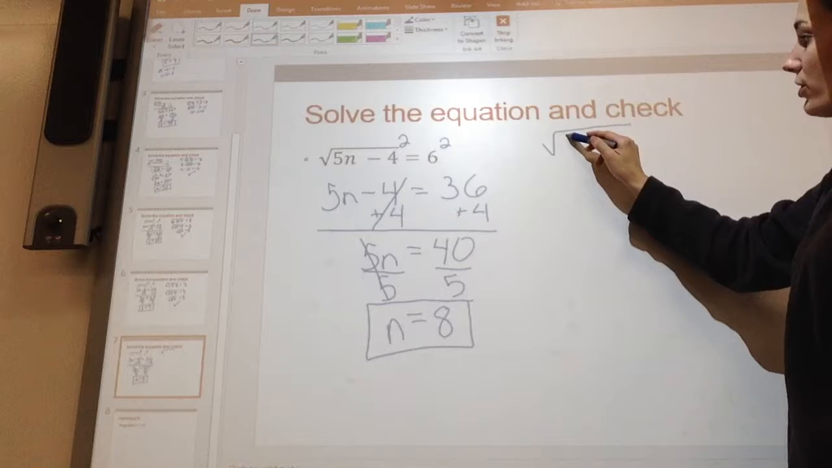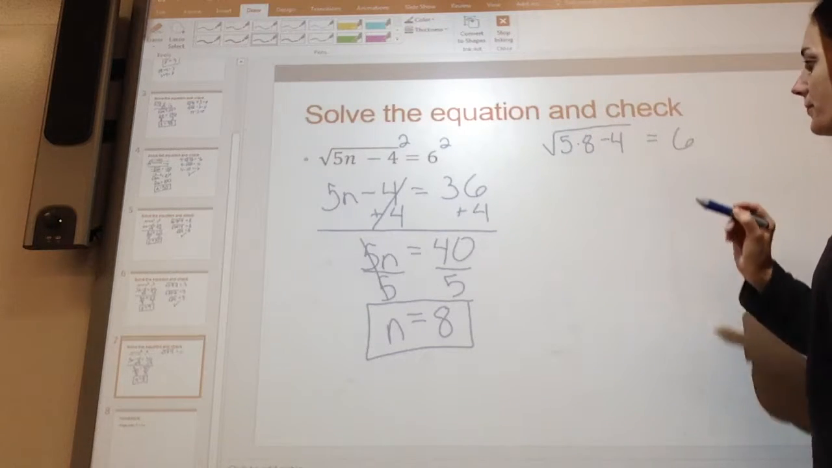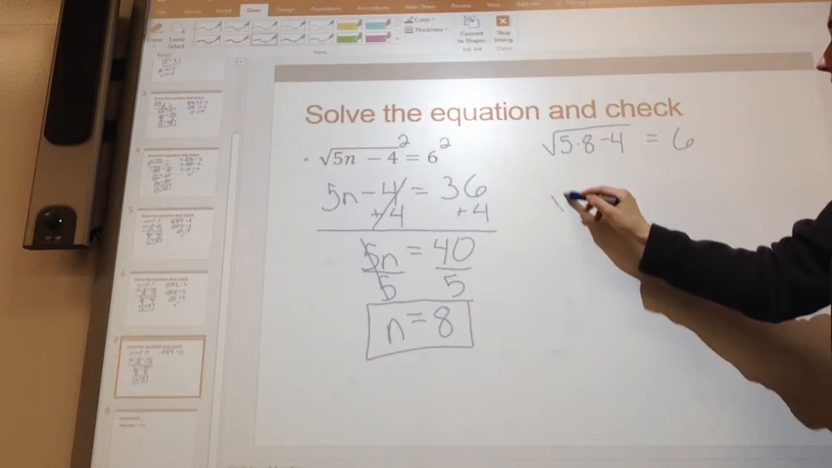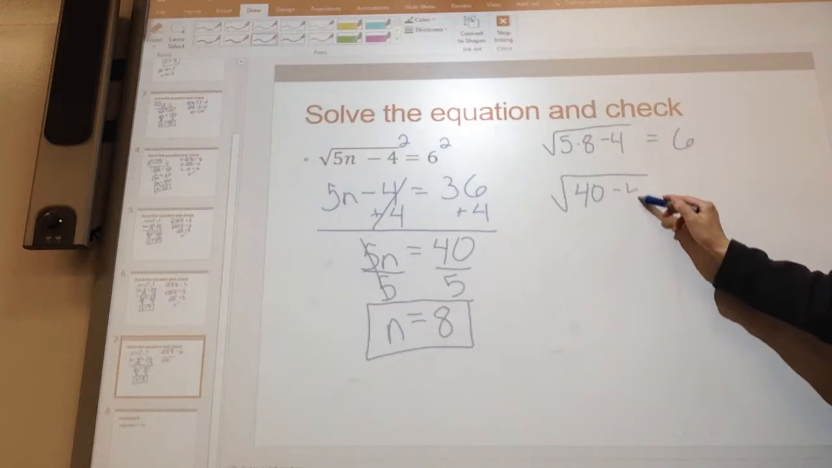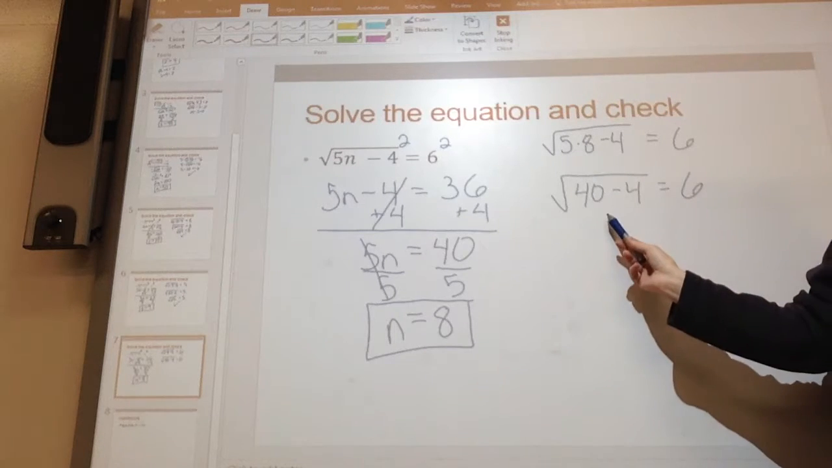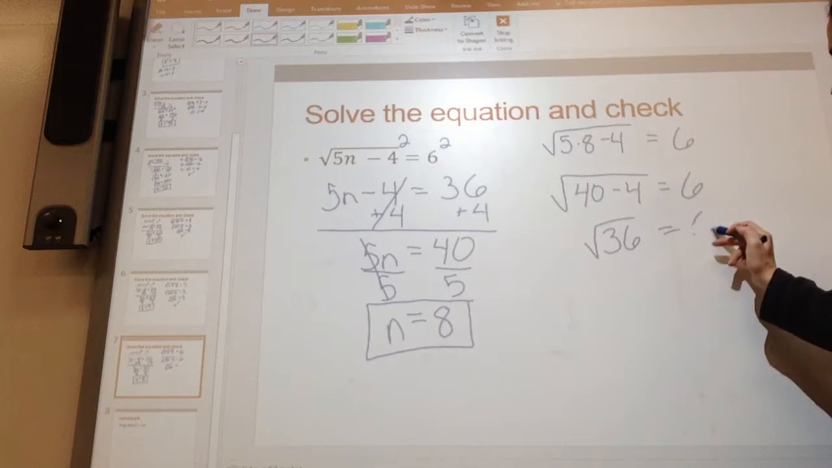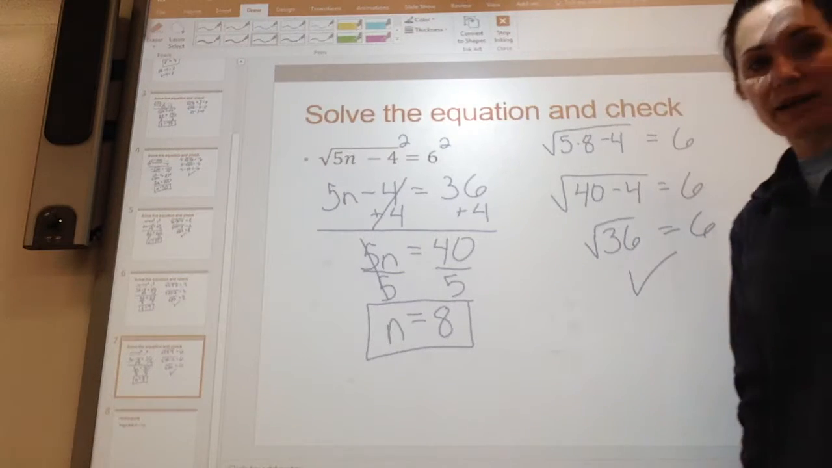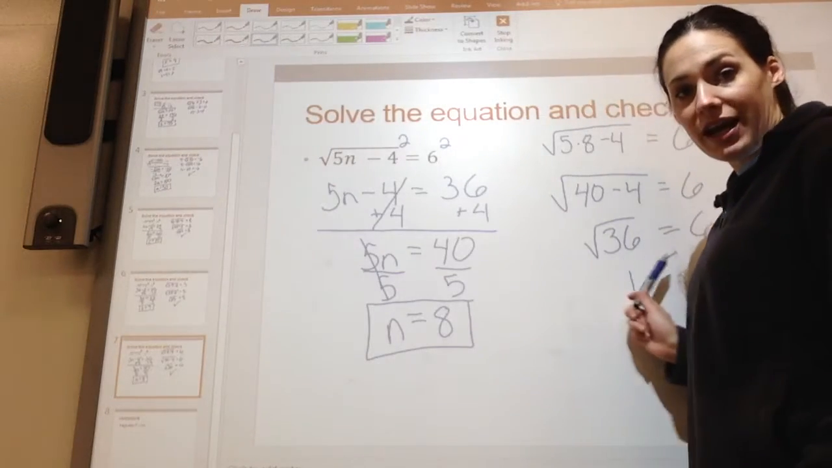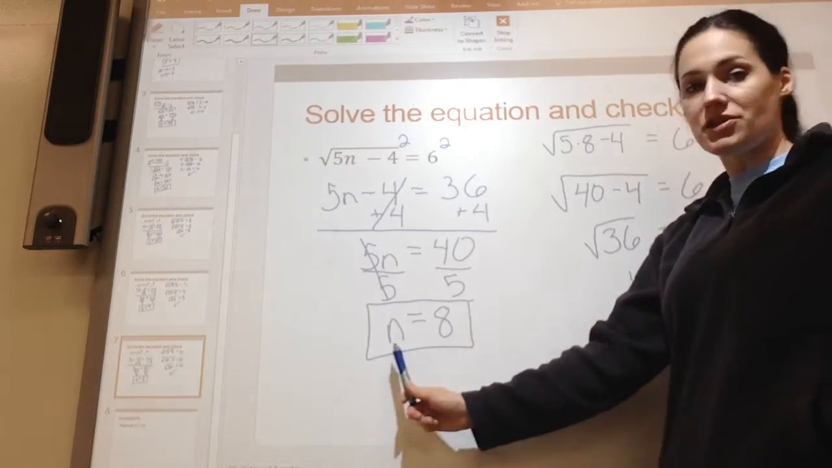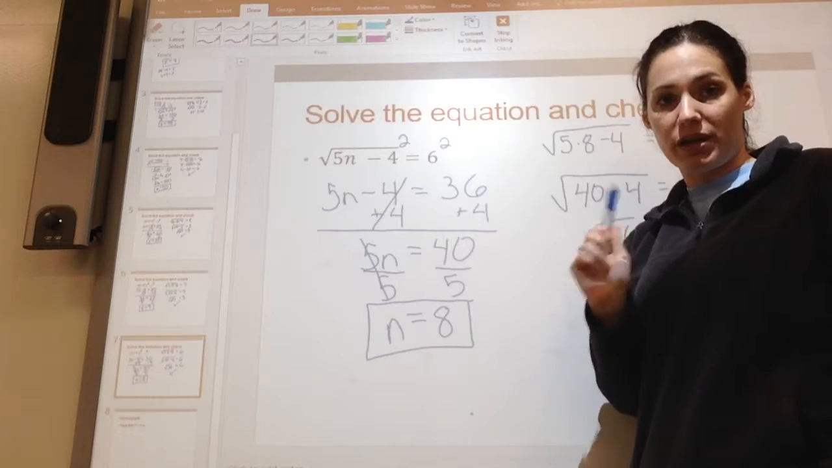We would have the square root of 5 times 8 minus 4 equals 6. Order of operations says multiplication comes first, so I'll get 40 minus 4. Well, inside the radical we get 36, and the square root of 36 really is 6. So that means my check worked. Make sure that you're circling this as your answer and not your check. So the answer is that n equals 8. This is just the work to prove that you're right. So make sure you're doing the right thing.